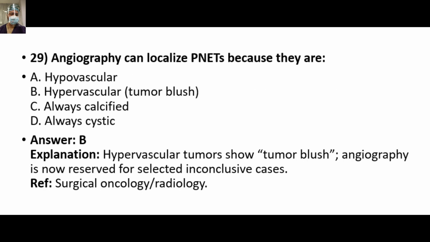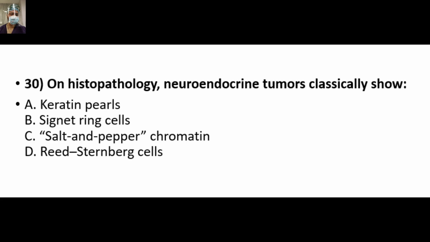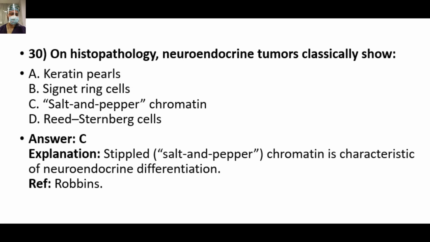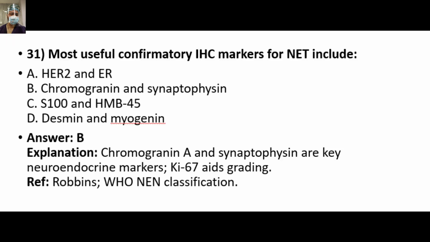Next, angiography can localize PNETs. Next is on histopathology. Neuroendocrine tumors classically show stippled or salt and pepper chromatin, which is characteristic of NETs. The most useful confirmatory IHC markers for NET include chromogranin A and synaptophysin, the key neuroendocrine markers.